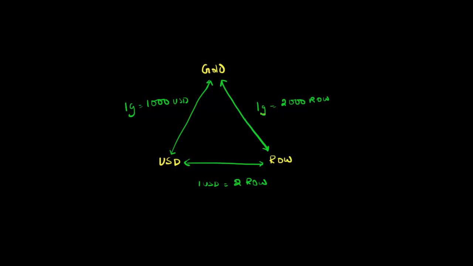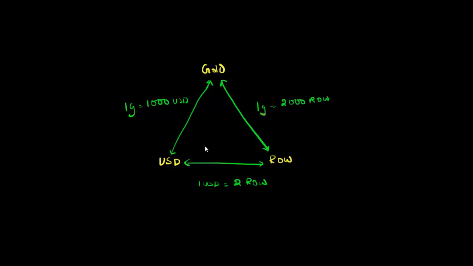In this video, we're going to look at how gold competes with other currencies, and what factors make holding gold relatively more or less attractive compared to other currencies in the world. So we're going to use the example from our previous video, and we're going to assume that there are only three currencies in the world: the US dollar, gold, and rest of the world currencies.